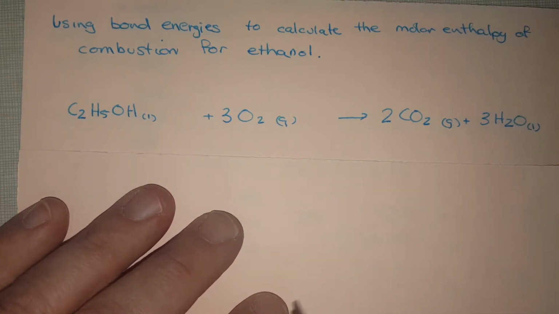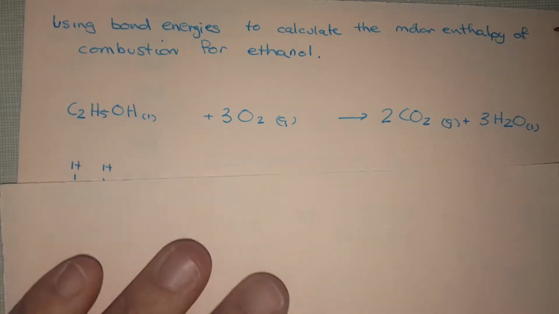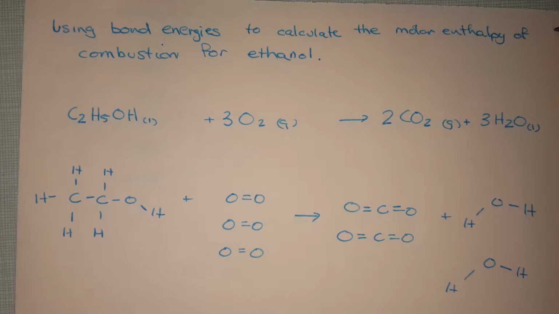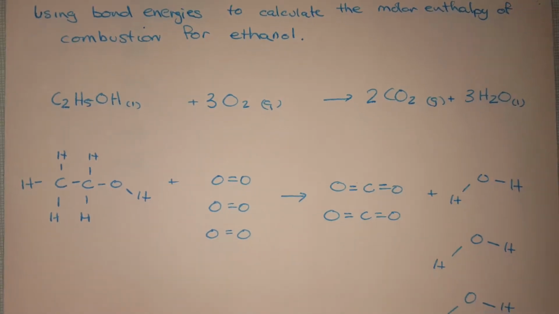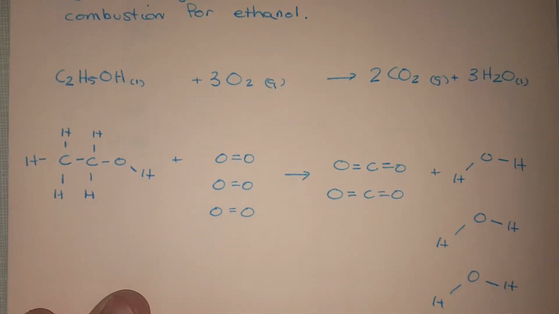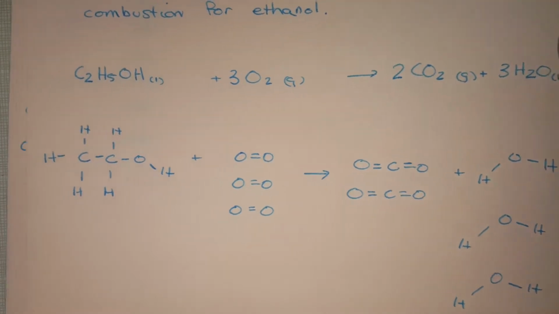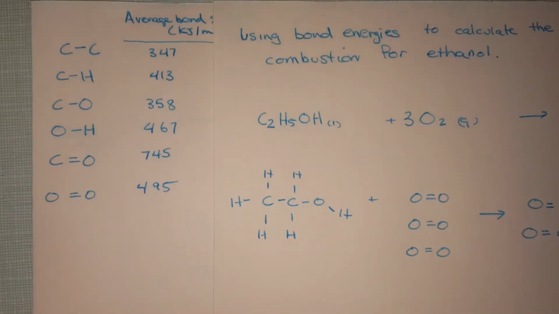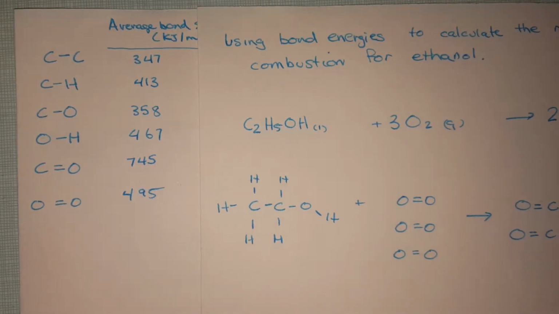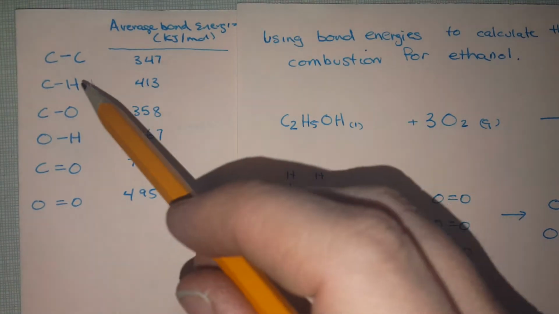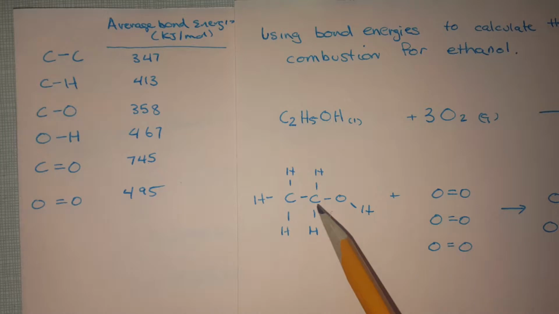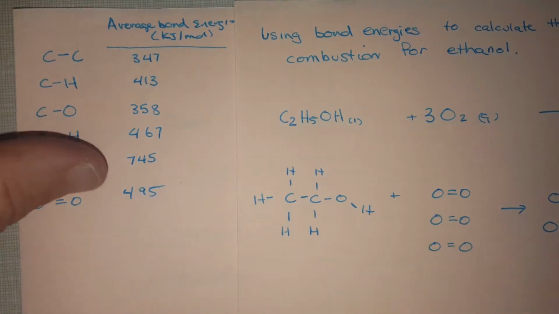So when we're looking at using average bond energies to determine the enthalpy change for a reaction, the first thing we need to do is look at our Lewis structure or structural diagram of all of the entities that are present. Once I have this, then I know what types of bonds I have and what atoms are bonded to which, so I can go and look up bond energies. So here I can see the energy of all of the different types of bonds that are present in my compound.